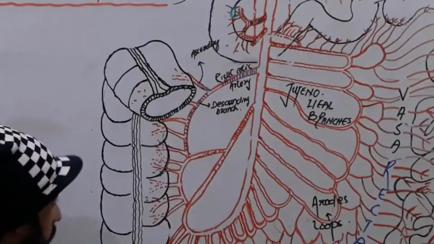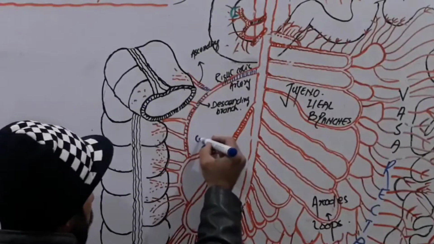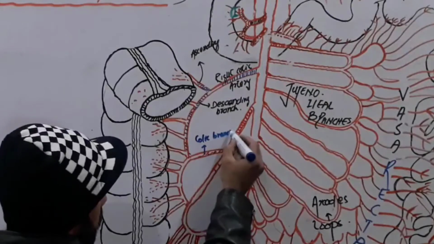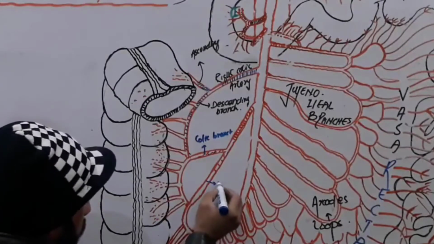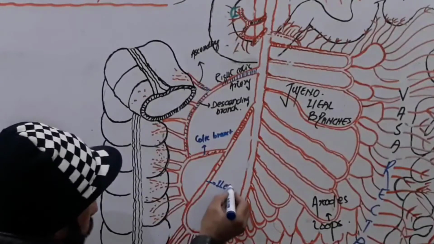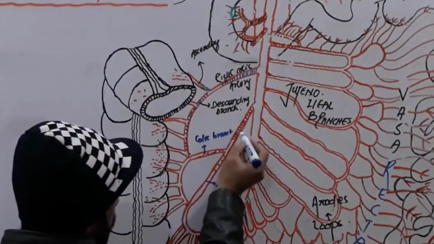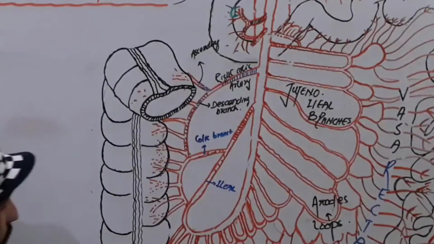So this branch which is going towards the colon, that's why we call it the colic branch. Clear? This is the colic branch. And this branch is going towards the ileum, that's why we call it the ileal branch. Ileal branch, right? And this is the common portion of them, so that's why we call it the ileocolic branch.